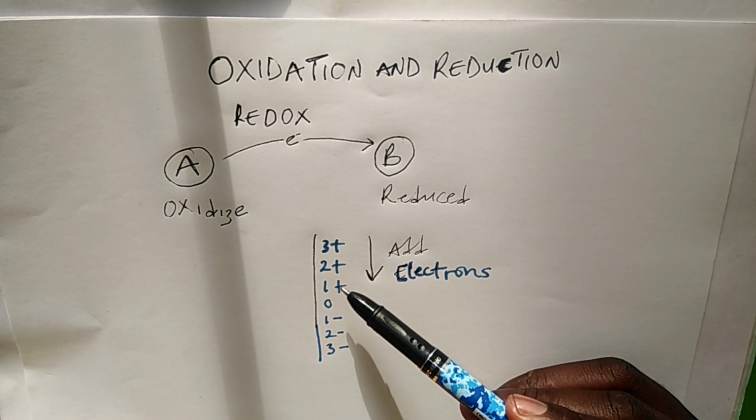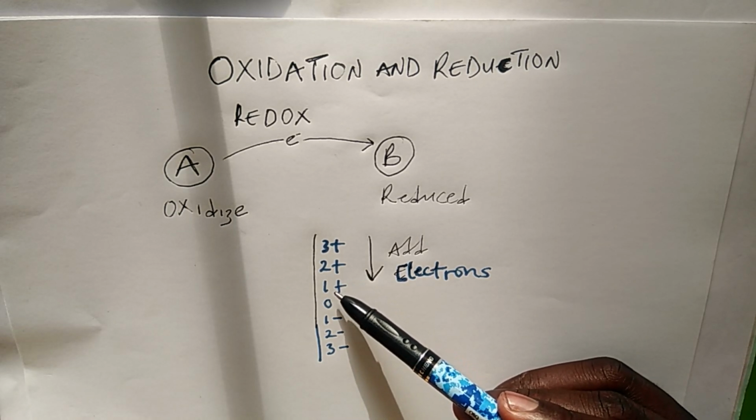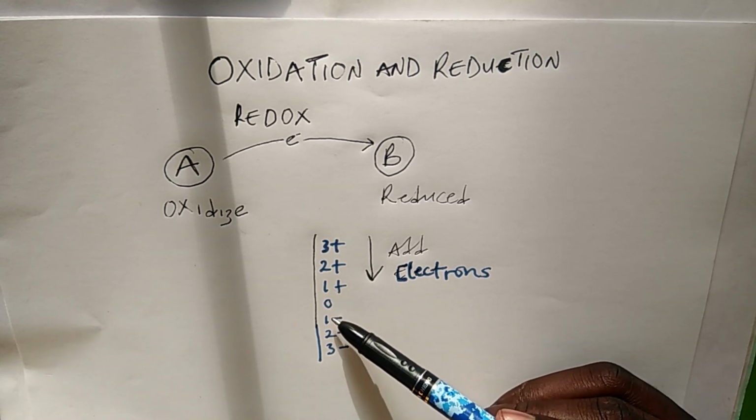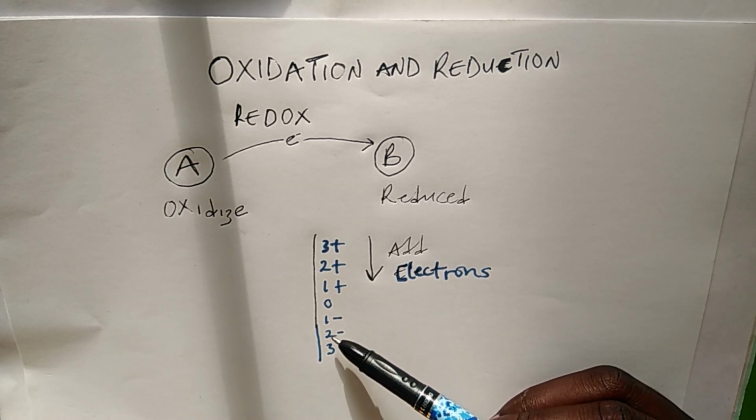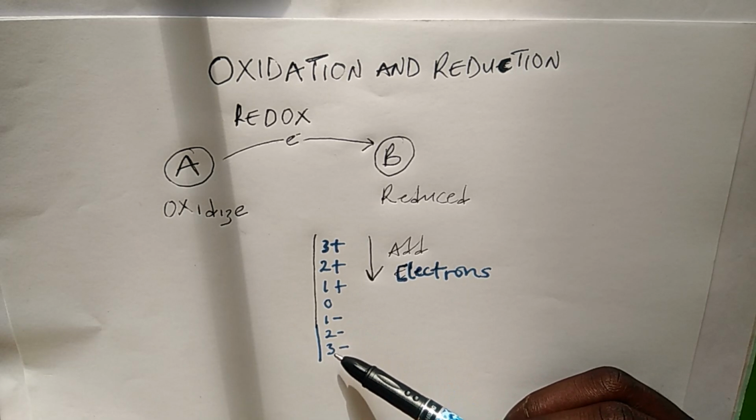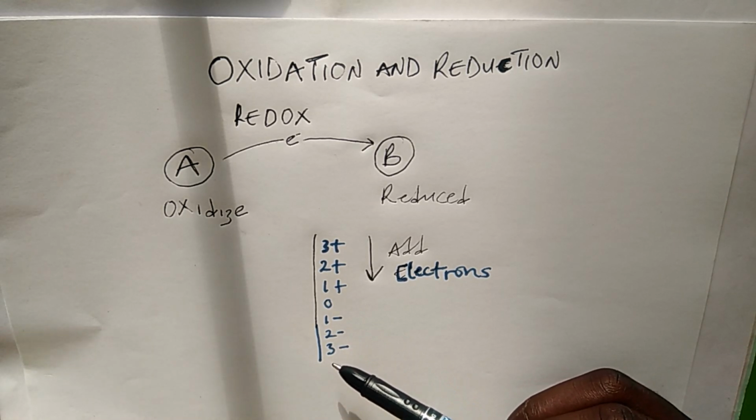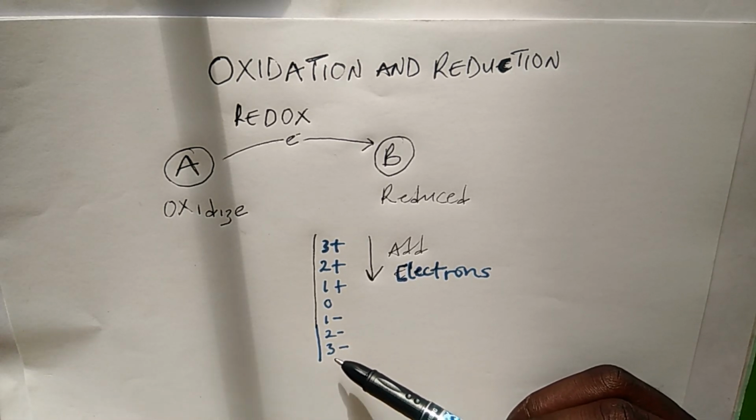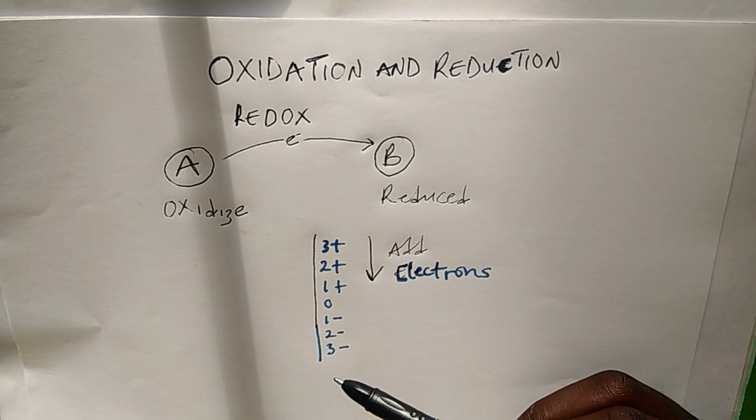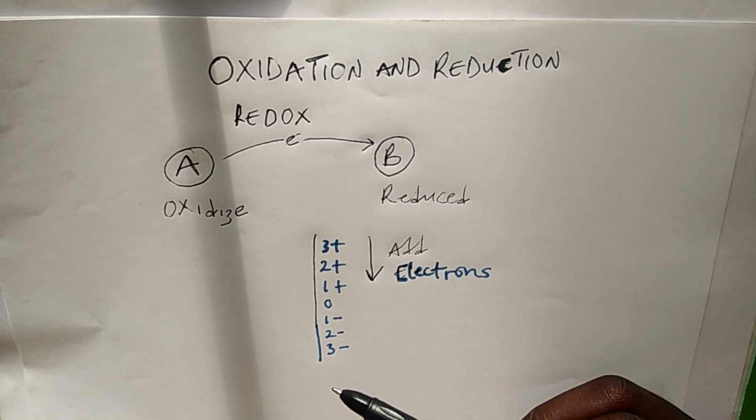When you add another electron, you see it drops down to plus 1. If you add another electron, plus 1 minus 1, it becomes 0. If you add another electron, it becomes minus 1. If you add another electron, it becomes minus 2, and so forth. So it tells you that whenever you add an electron to an atom, the total overall charge will be reduced.